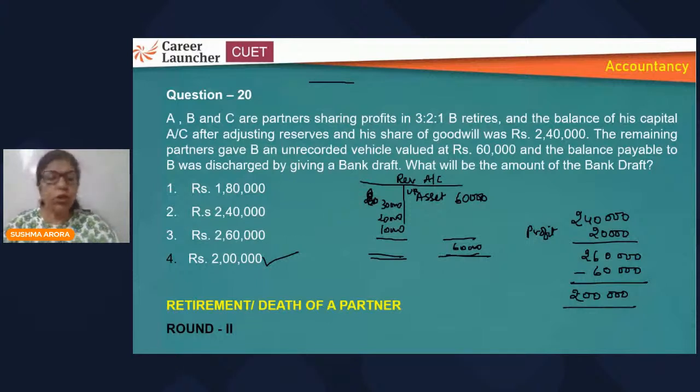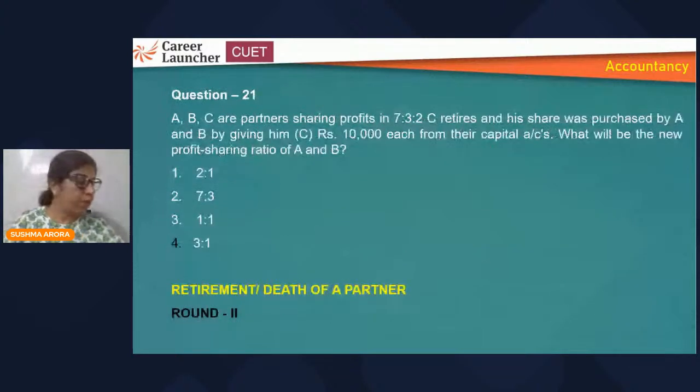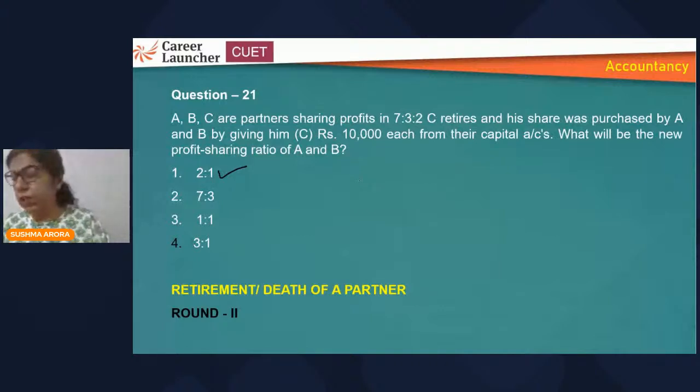Now 21. A, B, C are partners in 7:3:2 and his share is purchased by A and B, 10,000 each. What will be the new profit sharing ratio? See, simple, 2:1. Okay, 2:1. This is the question from retirement. New profit sharing ratio. These type of questions we discussed in practice paper as well.